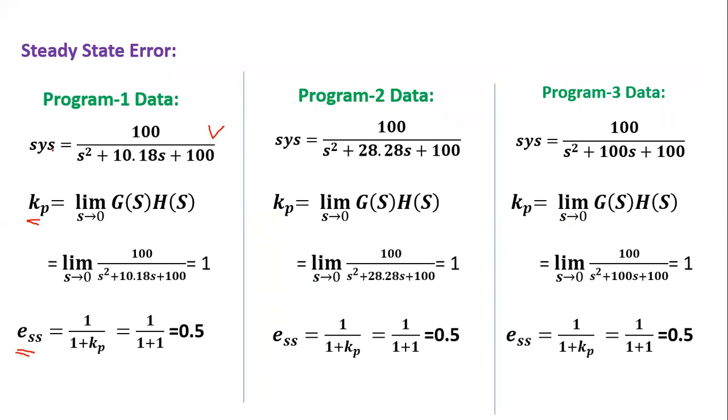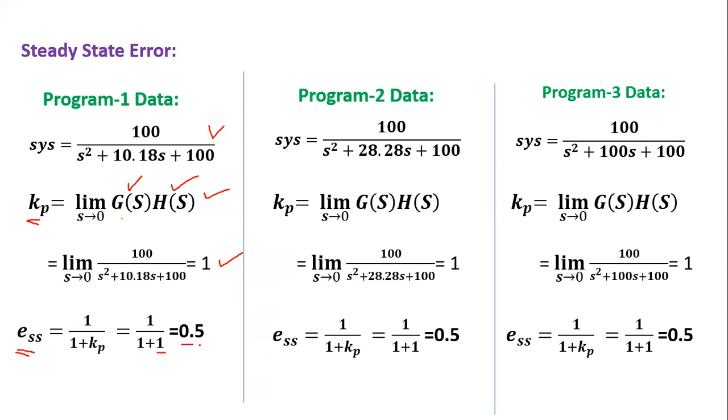Coming to the first case, the open loop transfer function is 100 by s square plus 10.18 s plus 100. By using this, we are finding the positional error constant Kp equal to limit s tends to 0 of G of s into H of s. Here this is the open loop transfer function we are taking as G of s, and the feedback element is 1. If we substitute this and apply the limit s tends to 0, we are getting 100 by 100. That means Kp value is 1. If we substitute the Kp value as 1, the steady state error is 1 by 1 plus Kp.